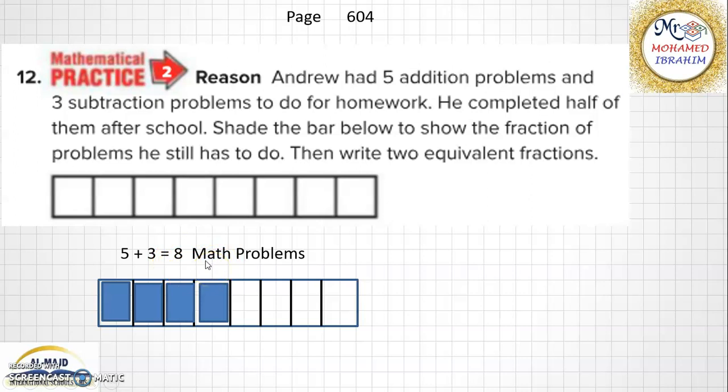He already solved half of them. Half of 8 equals 4. So we will draw a rectangle or use this rectangle. They are the same. Okay. And then we will color half of 8, 4 parts out of 8. 4 over 8.